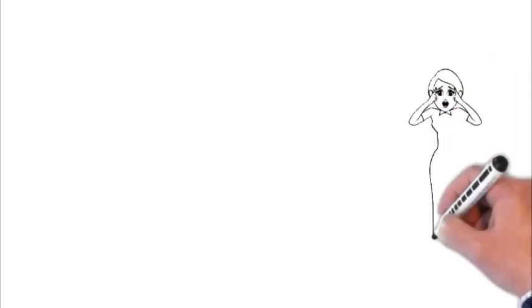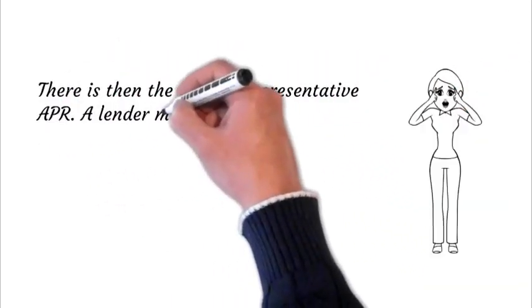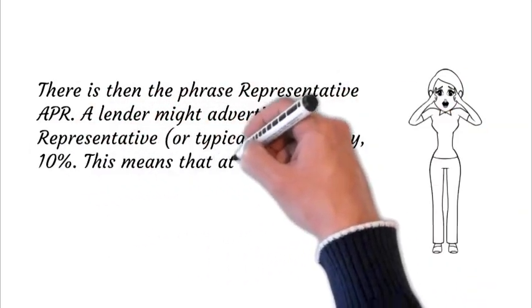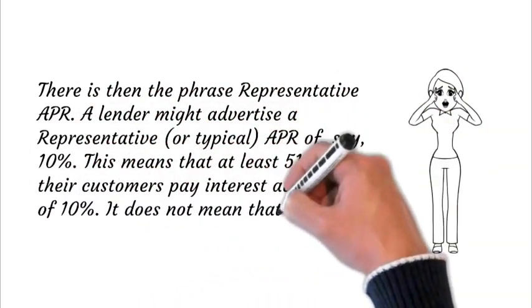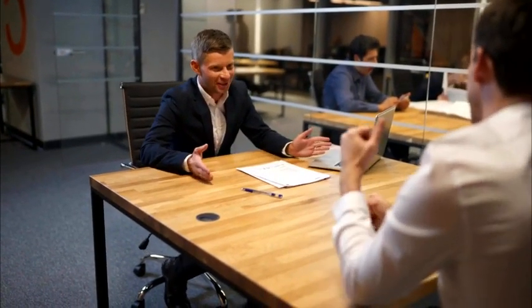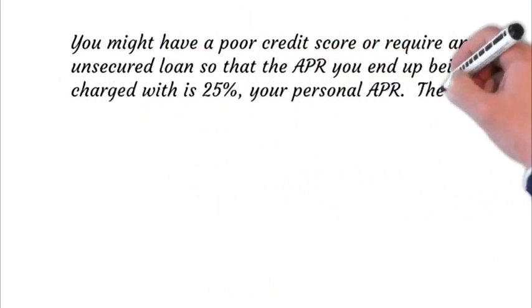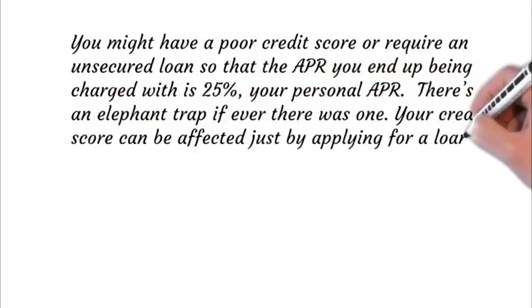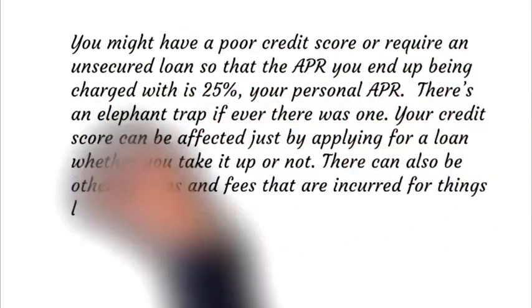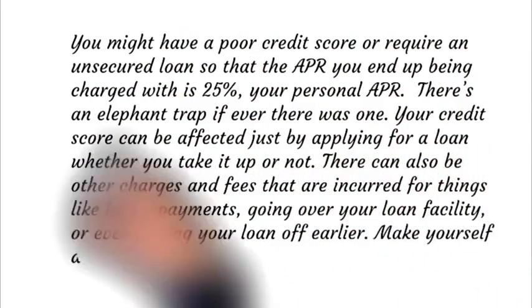There is then the phrase representative APR. A lender might advertise a representative or typical APR of say 10%. This means that at least 51% of their customers pay interest at an APR of 10%. It does not mean that you will be part of that 51%. You might have a poor credit record or require an unsecured loan so that the APR you end up being charged with is, say, 25%, your personal APR. There's an elephant trap, if ever there was one.